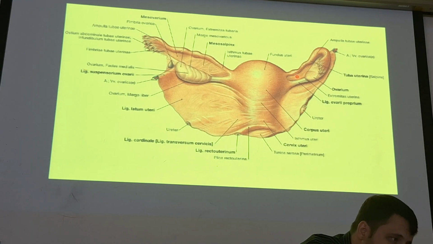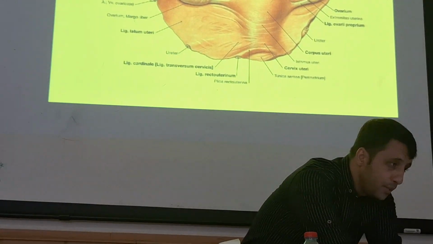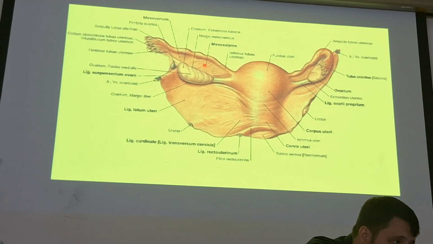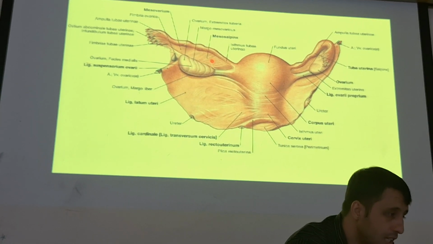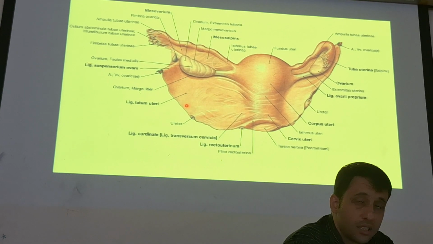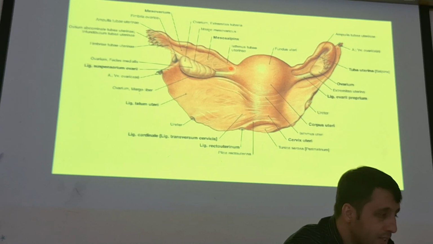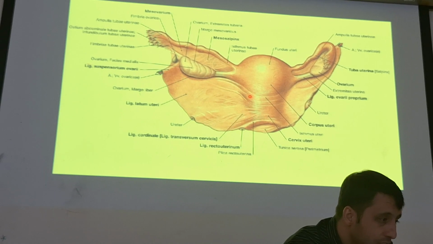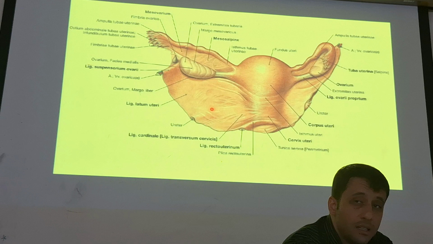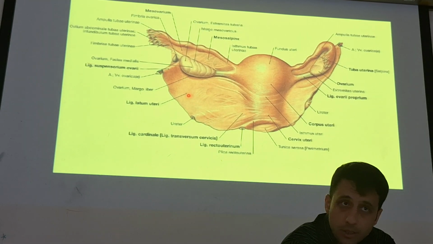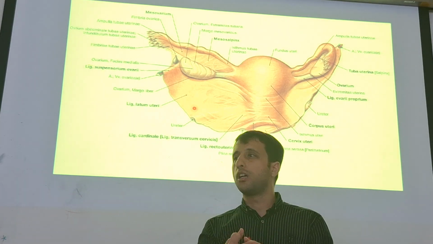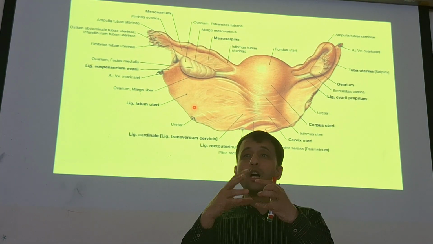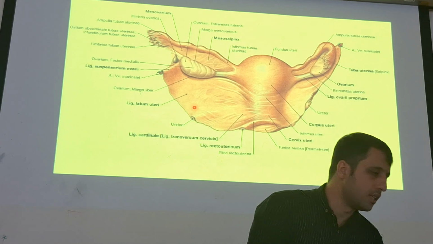This part of the broad ligament, which is located between the fallopian tube and the ligament of the ovary, is named mesosalpinx. This part of the broad ligament, which is located between the ligament of the ovary and the uterus, is named mesometrium. So mesometrium, mesovarium, mesosalpinx, all of them are derived from the broad ligament.